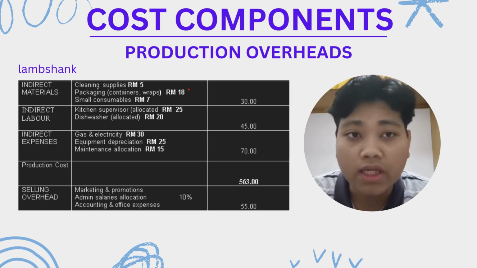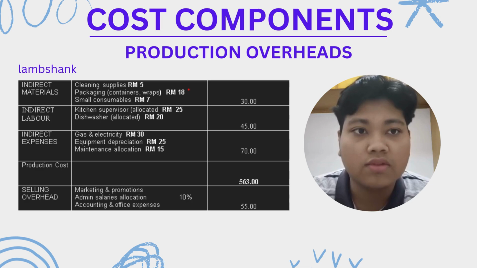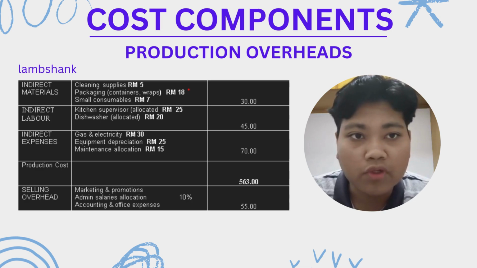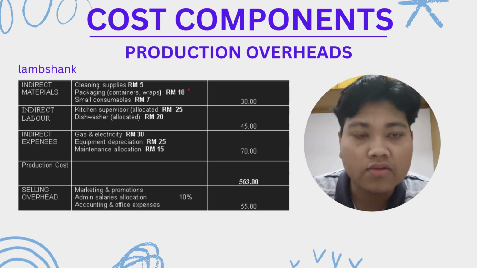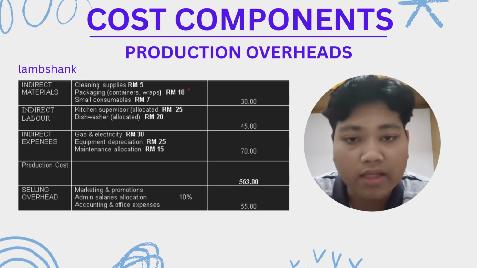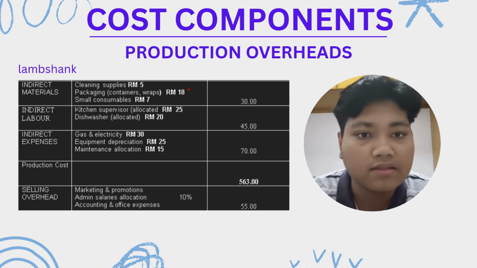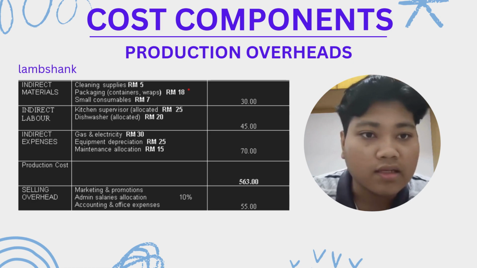Today I'm going to explain about the cost components shown in this slide, focusing mainly on production overheads and selling overheads for the product, which in this case is lamb shank. First, let's look at the production overheads. These are costs that are necessary for production but cannot be directly traced to one specific product.